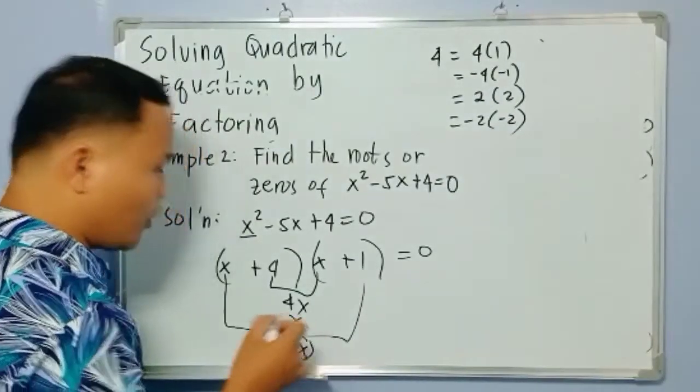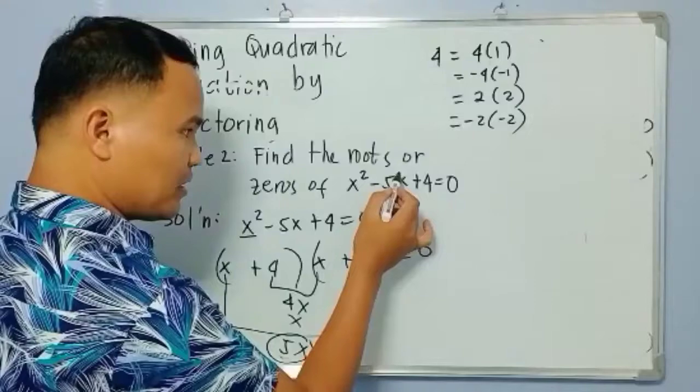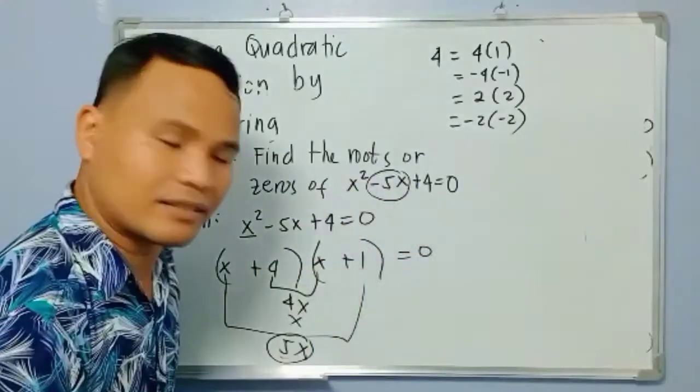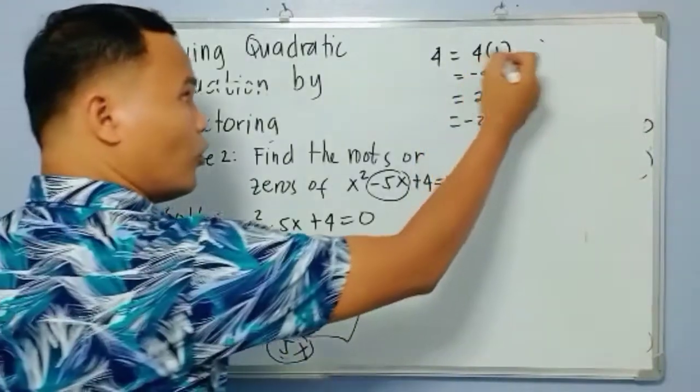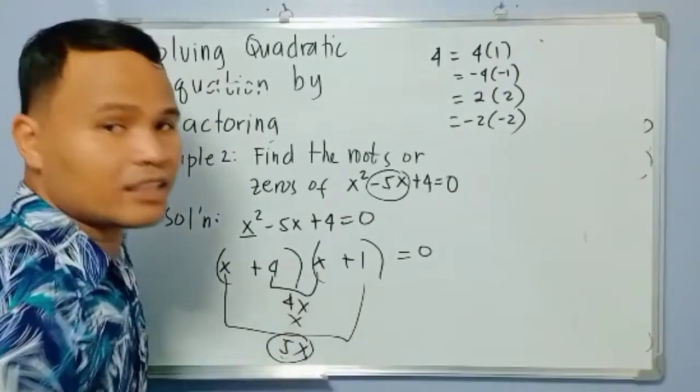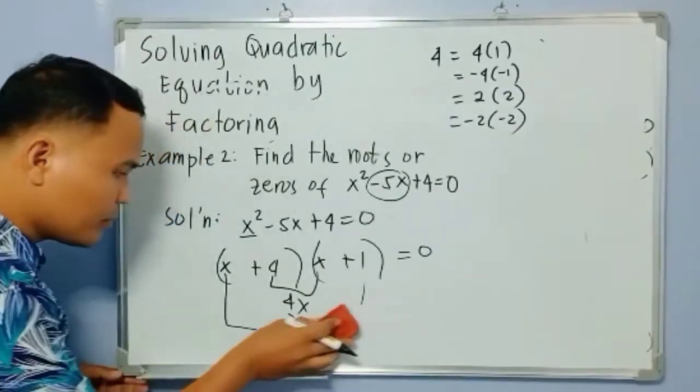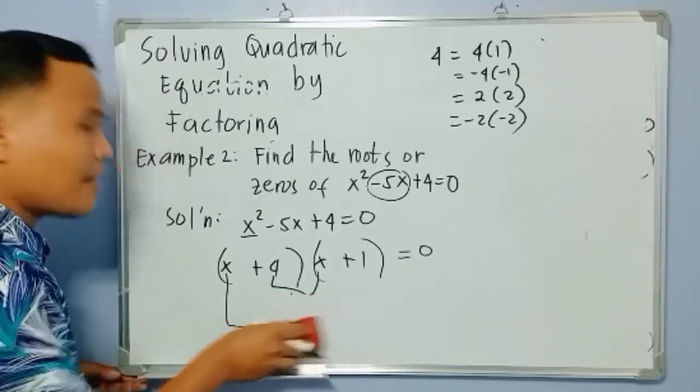Now, is this equal to our linear term? Our linear term here is negative 5x. Since they are not equal, 4 and 1 is not the correct answer. So what we need is to try another one.